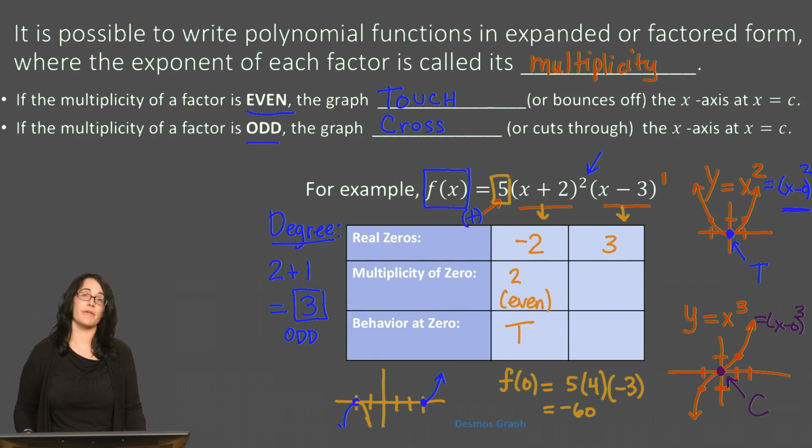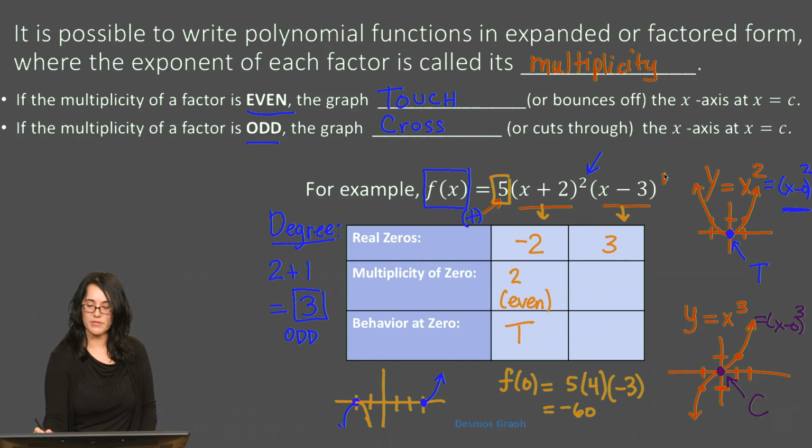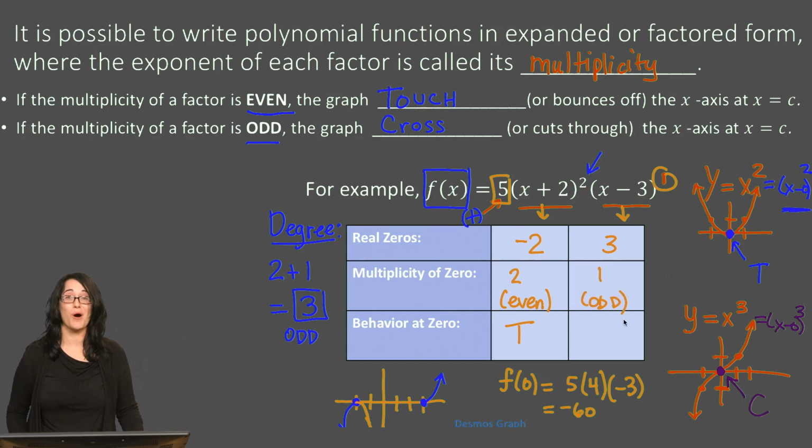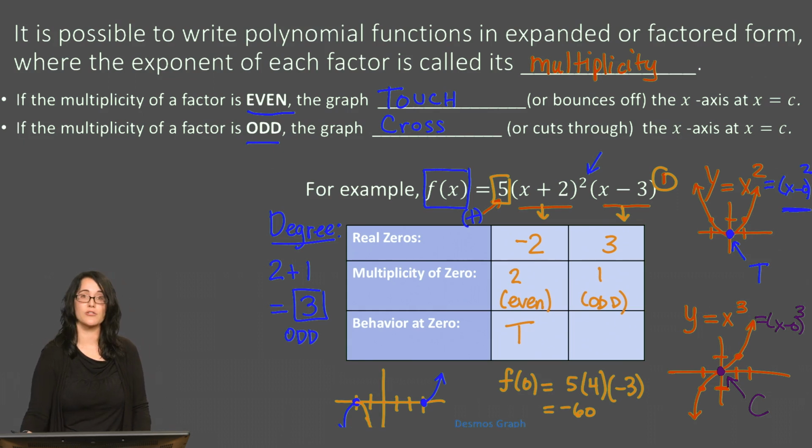What about at the other x-intercept? Well, at the other x-intercept of 3, we had a multiplicity of 1, which was odd. And we mentioned in our bullet points above that if we have an odd multiplicity, just like with the x cubed graph here, we have to cross the x-axis, cut through the x-axis. So we are going to approach our x-intercept, and then we're going to cross through.